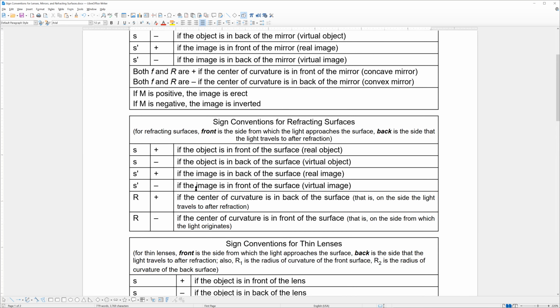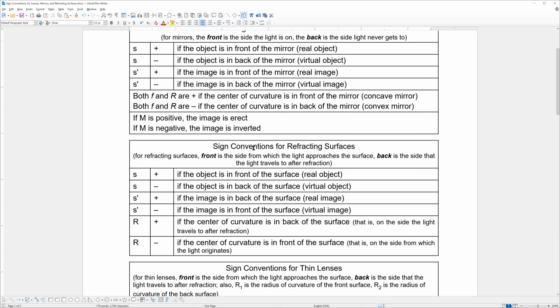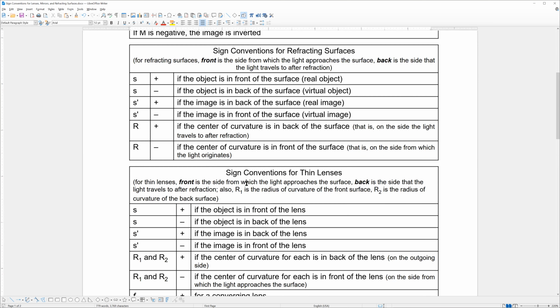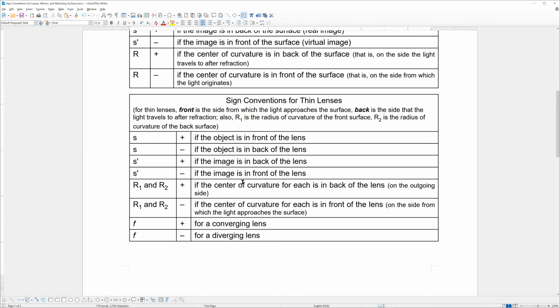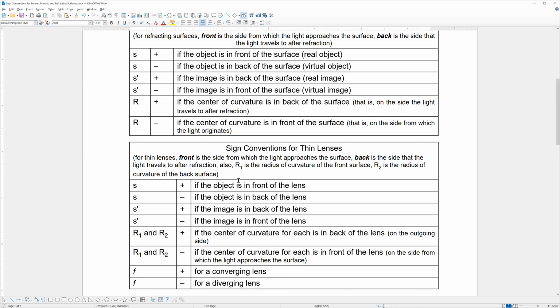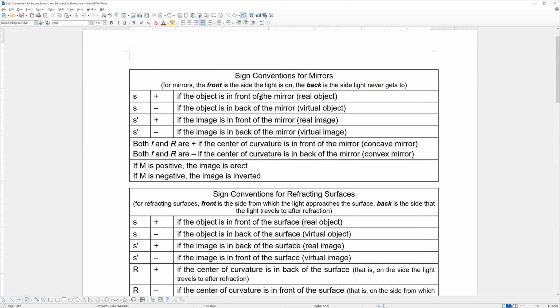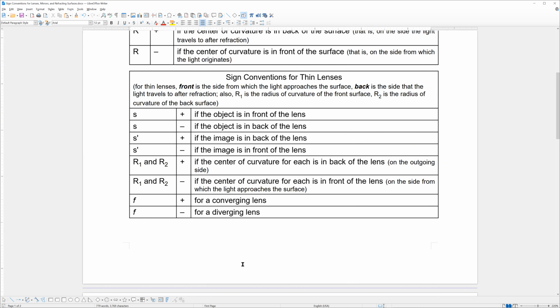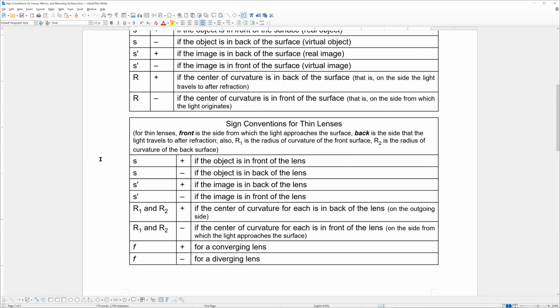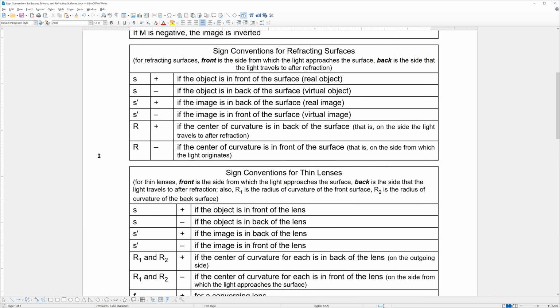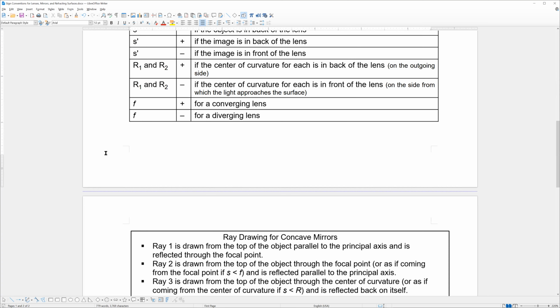Now, if we spent a week on every one of these things, a week on mirrors, a week on refracting surfaces, a week on thin lenses, we could do enough problems where you'd have these things memorized, but we're not. We're going to spend a week on all three of them next week, pretty much. And there's no chance for you to memorize. So when we have the test on this unit, I provide you with this sheet. And you don't have to have those things memorized.